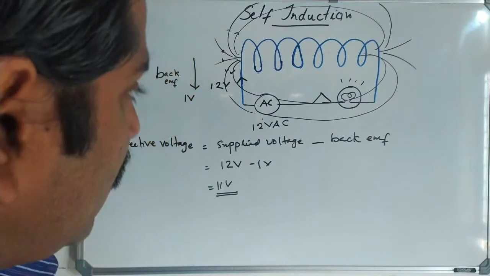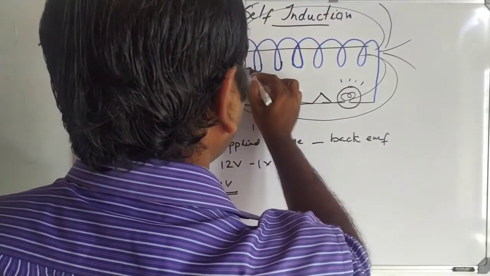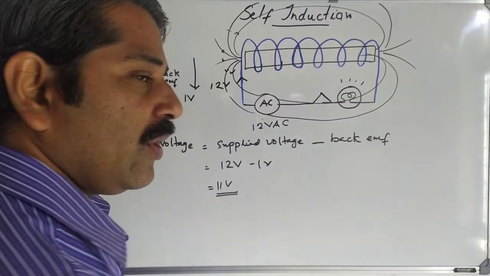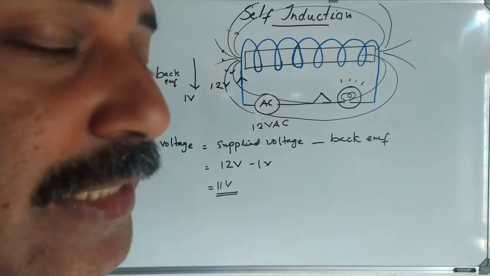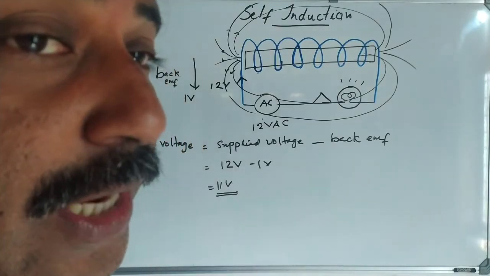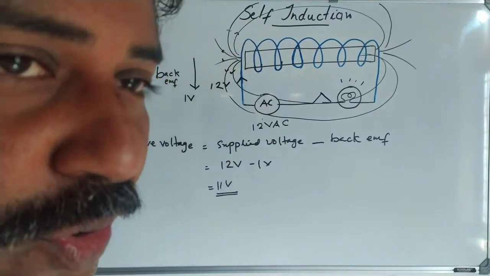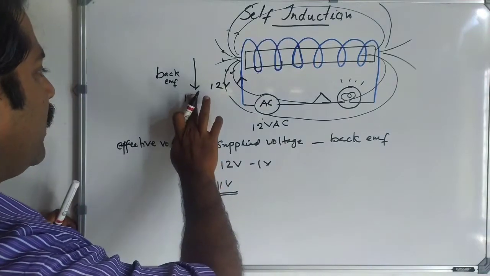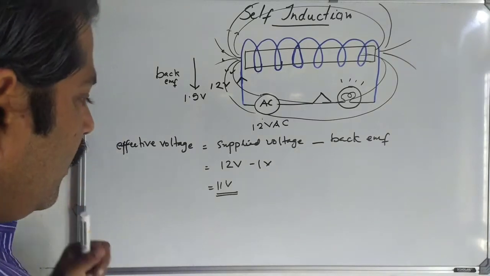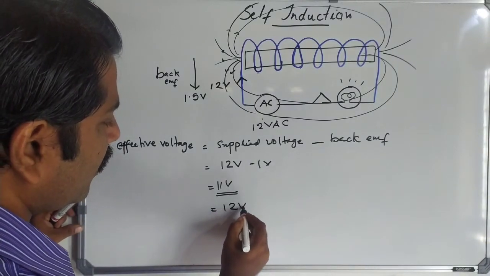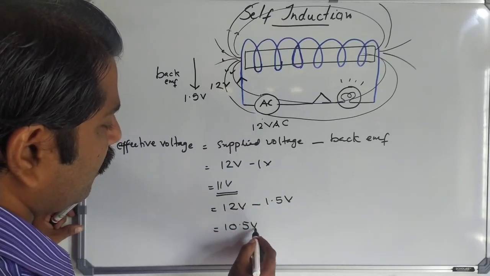Okay. Then if we introduce a soft iron core into it, what will happen? When we introduce a soft iron core into the solenoid, what will happen? The flux density increases. That means number of flux linked increases. Then the back EMF will be increased some more. Maybe the back EMF will be increased to 1.5 volt. Then what will happen? 12 volt minus 1.5 volt. It will be 10.5 volt.